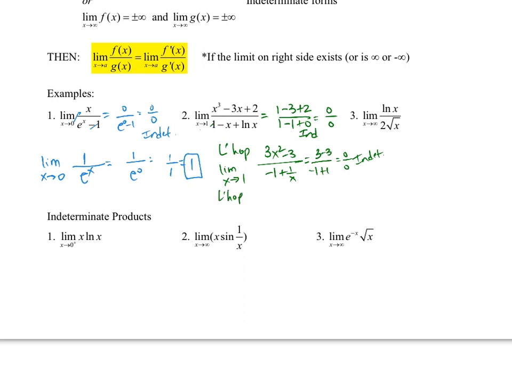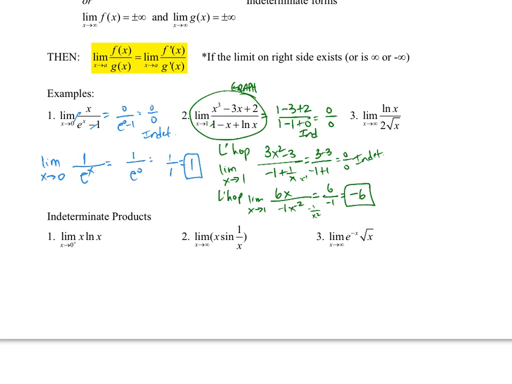So L-hop again. So this time the limit as x goes to 1. This becomes 6x. On the bottom, this is, remember, x to the negative 1, so I'll get negative 1, x to the negative 2. Plug this in. I'll get 6 over, remember, this is negative 1 over x squared. I will get negative 1. So the answer is negative 6. There you go. That's what this limit is. If you don't believe me, graph it. Take a look at it. L'Hopital was right.